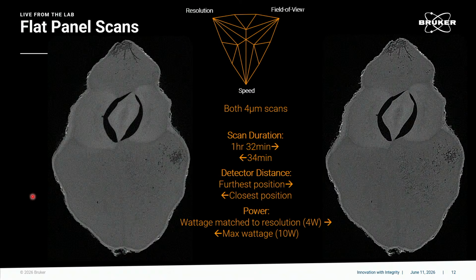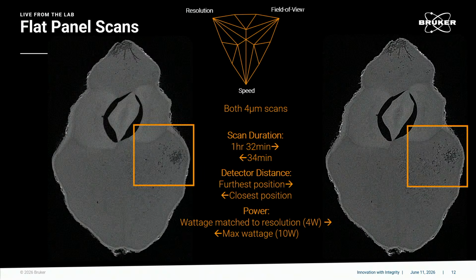Now the scan on the right was with the detector at its furthest position, still 4 microns, but I lowered the wattage to match the resolution. So now our wattage is 4 watts for a 4 micron scan. So we're matching our wattage to our resolution. Again, the fact of the matter is both of these scans look great. But let's look at a little closer detail.